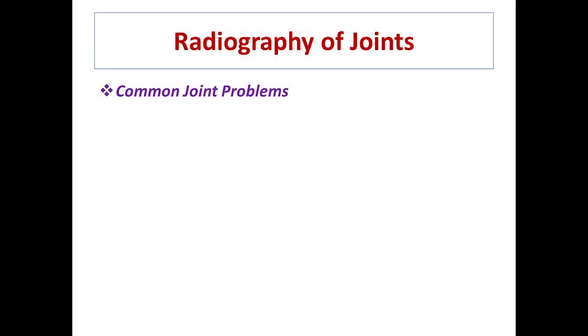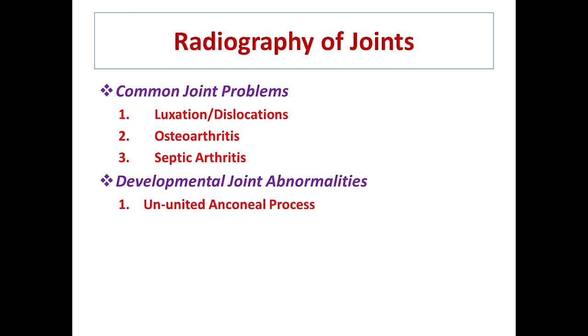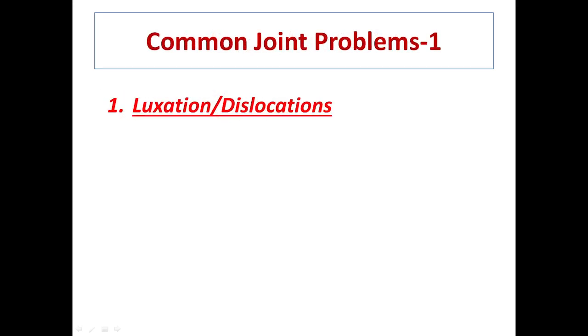Now, if we talk about the common joint problems, that may be luxation or dislocation of the joints, it may be osteoarthritis or osteoarthrosis, and septic arthritis. Similarly, developmental joint problems include ununited anconeal process, that is also known as elbow dysplasia, then hip dysplasia, then congenital luxation of the patella, and bipartite sesamoids. Let's start with the common joint problems.